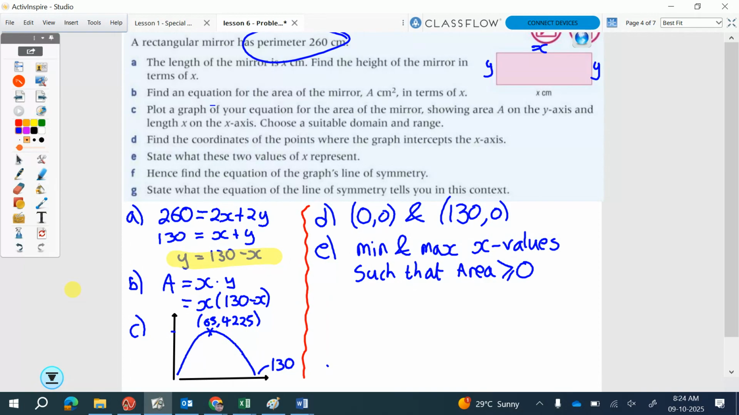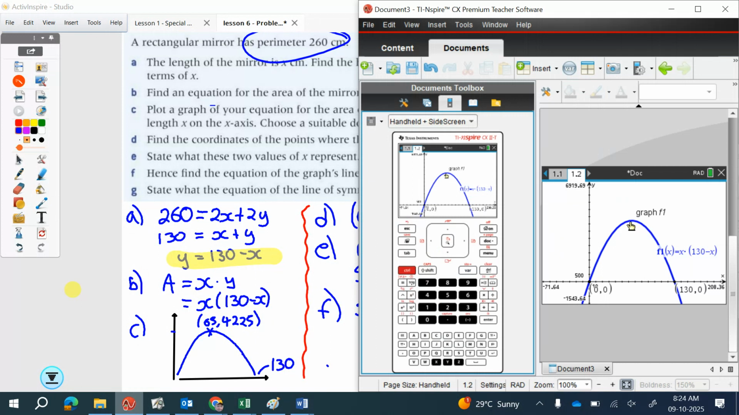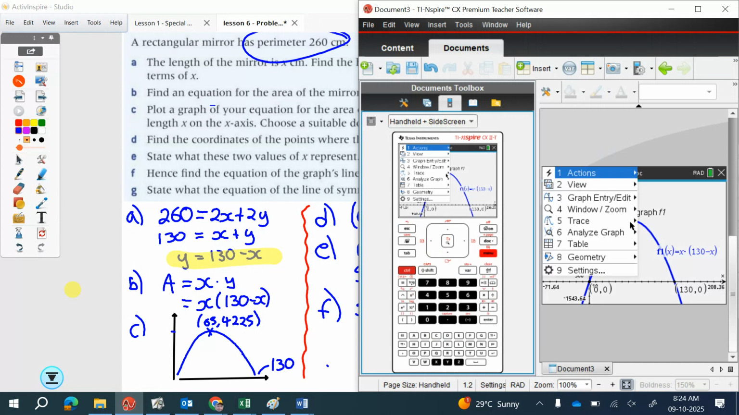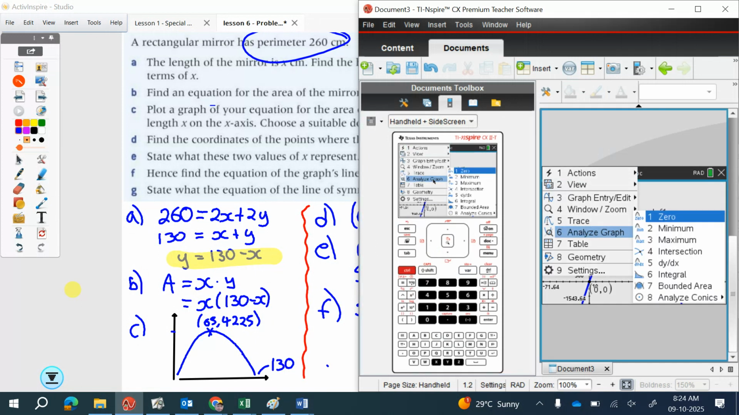F. Hence, find the equation of the graph's line of symmetry. There's two ways to find the equation of the line of symmetry. We've seen one way where we find x sym as being x1 plus x2 divided by 2. Another technique to find it, if you have it graphed, is by using menu, analyze graph, and find the vertex.